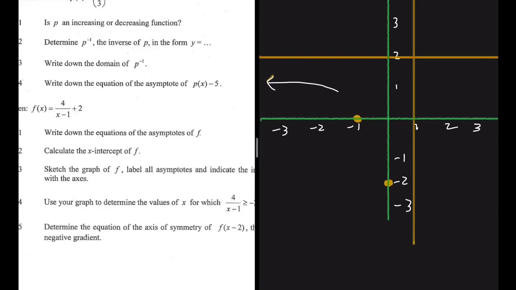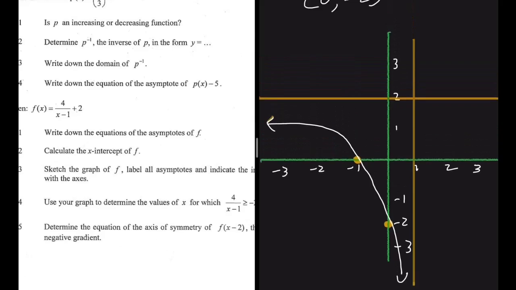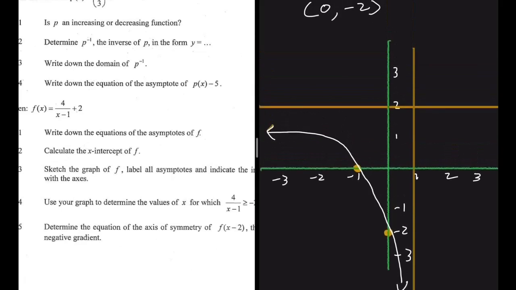So our graph should go through our intercepts, obviously, right? And then, yeah, that is one part of our function. And the other part of our function will lie in the first quadrant, right? Right, there we go. We're supposed to have something like that. We've indicated our asymptotes, we've indicated our intercepts. I think we're good to go, right?